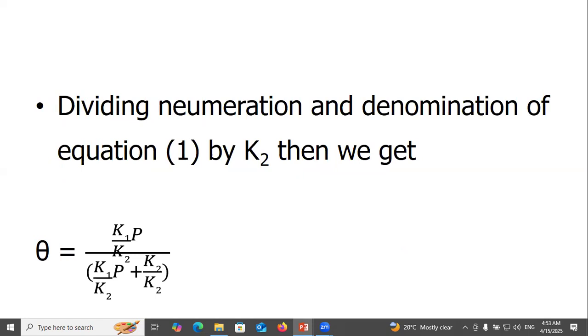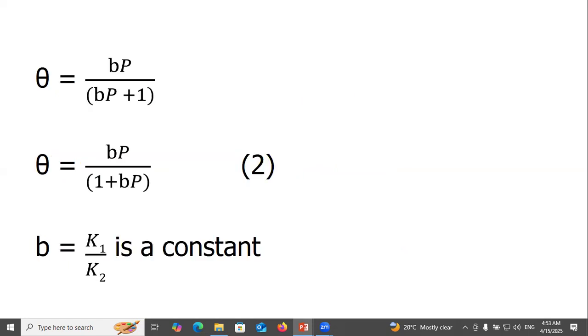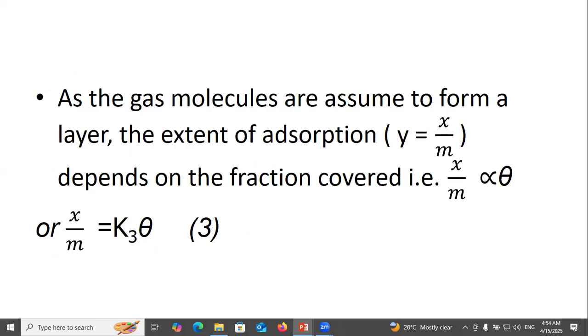Dividing the numerator and denominator of equation 1 by K2, we get theta equal to (K1P over K2) over (K1P over K2 plus K2 over K2). Theta equal to BP over BP plus 1, that is, theta equal to BP over 1 plus BP, where B equal to K1 over K2 is a constant.